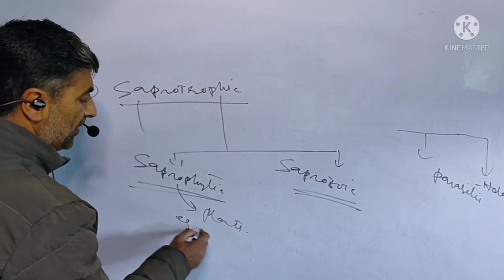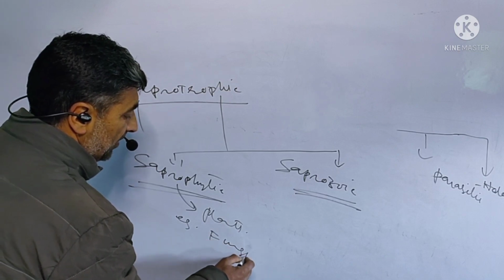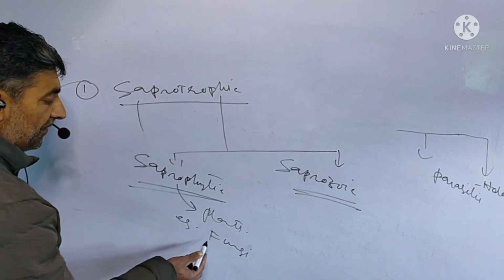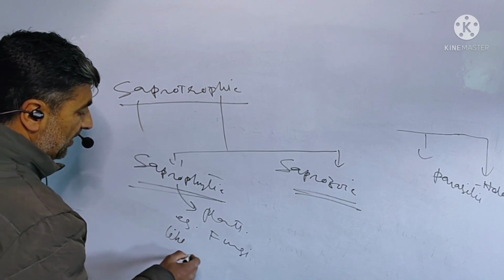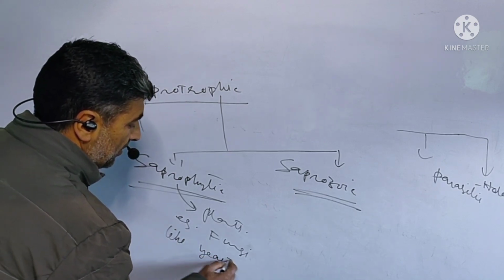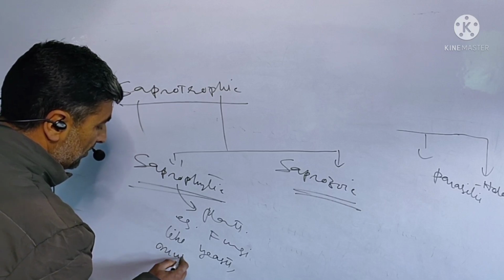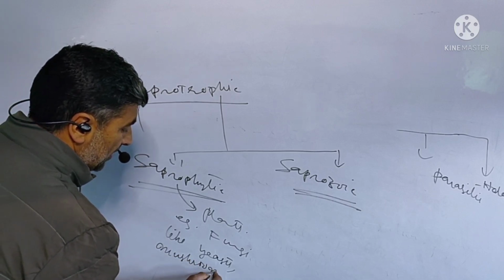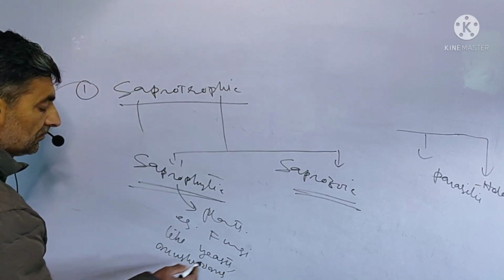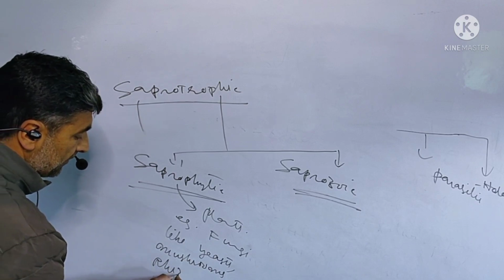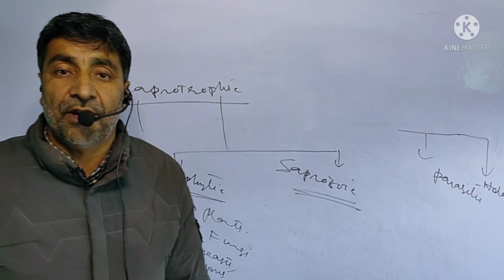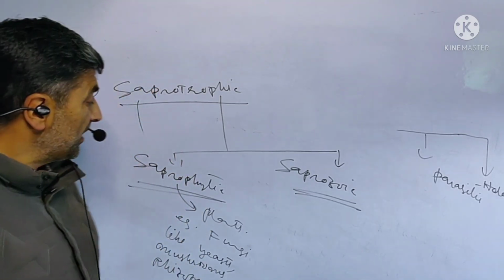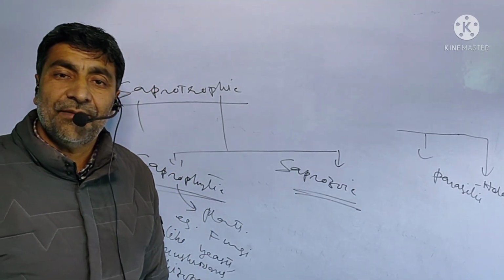For example, fungi, in non-green plants, like yeasts, mushrooms, rhizopus. These are fungi. These are non-green plants. They perform saprotrophic mode of nutrition.